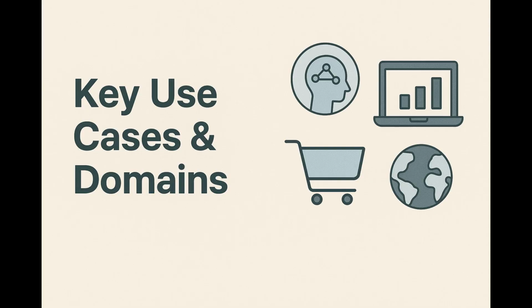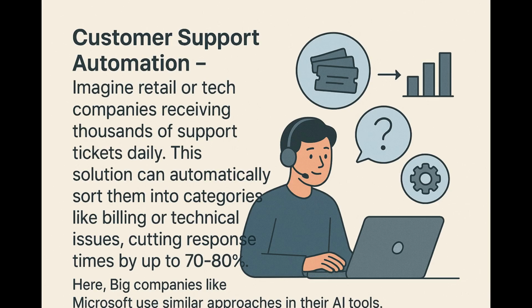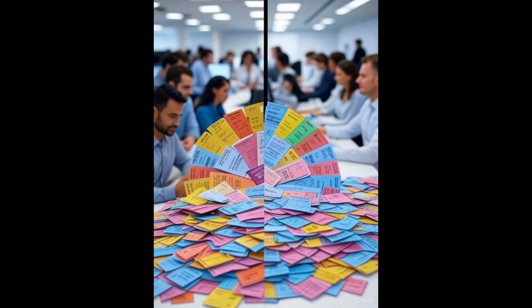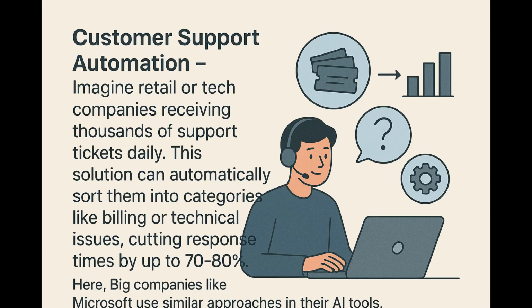Now that we understand what this system does, right, let's talk about where it's actually used in the real world and which industries benefit the most. First, we will see the key use cases here. First is customer support automation. Imagine retail or tech companies receiving thousands of support tickets daily. Here, these solutions can automatically sort them into categories like billing or technical issues, cutting response time by up to 70 to 80%. And big companies like Microsoft use similar approaches in their AI tools.